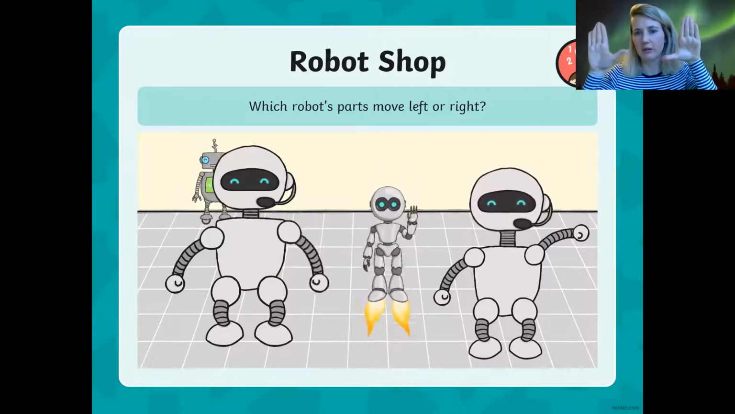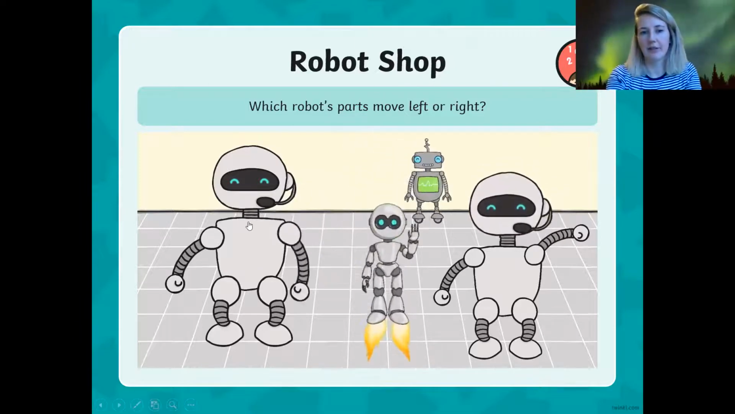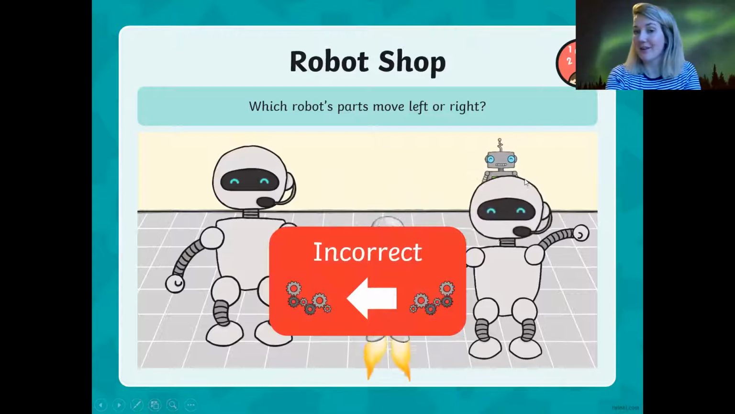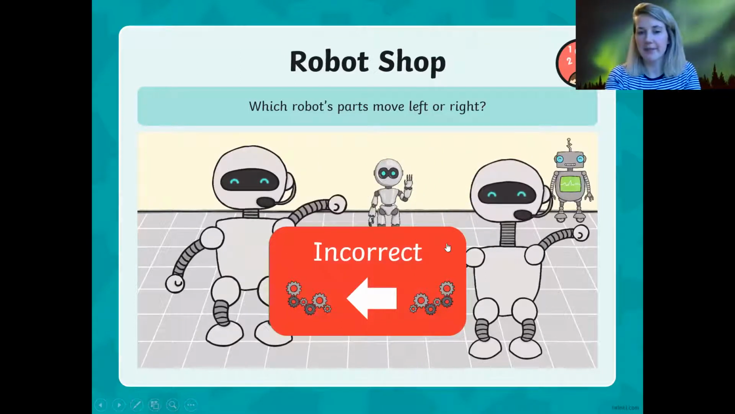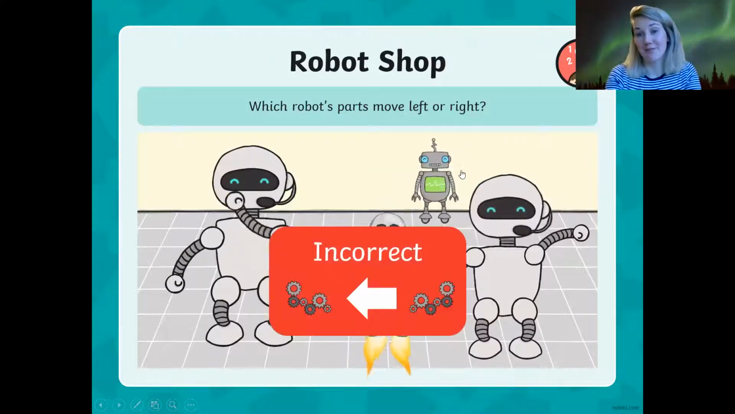Oh, I think. Which is moving left and right? Let's have a look. Is it this? Oh, what is it? No, look. There it is. Let me press it. It's the robot at the back. I'm trying to. It was the robot at the back moving left and right.